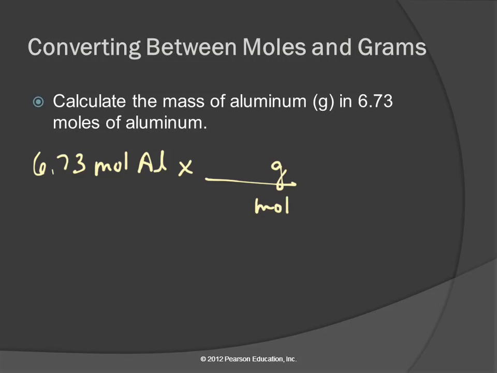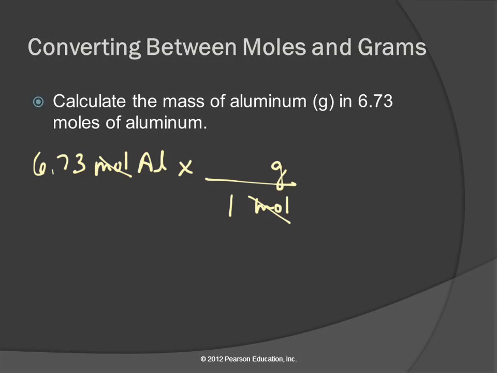Okay, so from now on, we pretty much have to have a periodic table with us at all times. Aluminum on the periodic table has got the number 26.98. That means that 1 mole weighs 26.98 grams. So 1 mole, 26.98 grams.